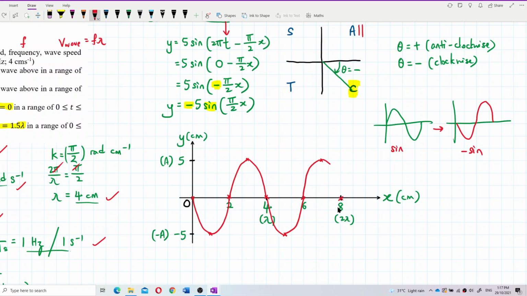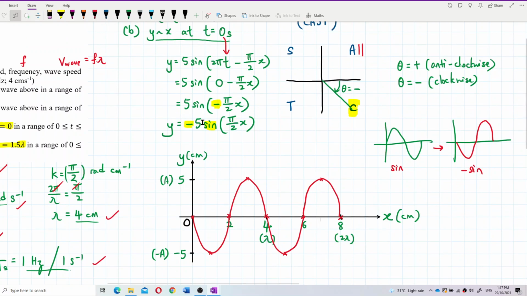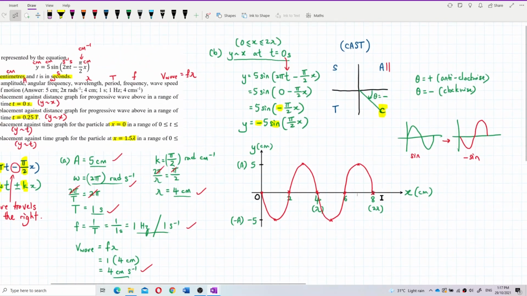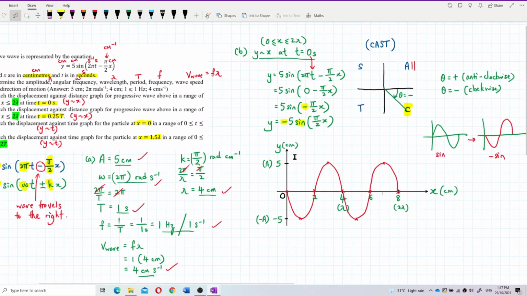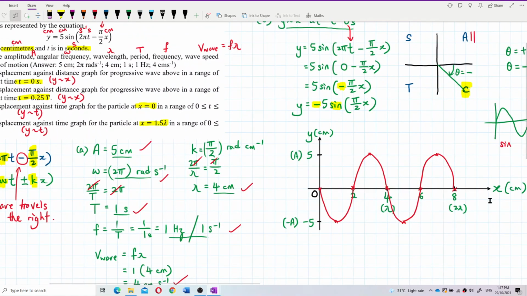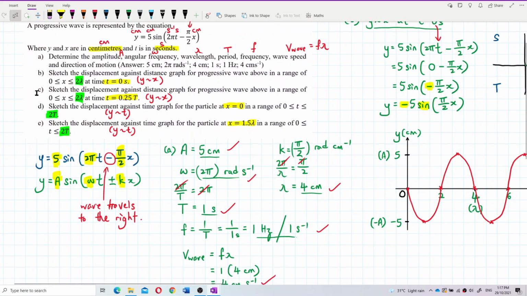This is the one. This is the graph for amplitude. Remember, this is the graph for this equation. Okay, we got the graph. So now let's move on to the next question. We got the negative sine graph for 2 lambda. So now let's move on to C.